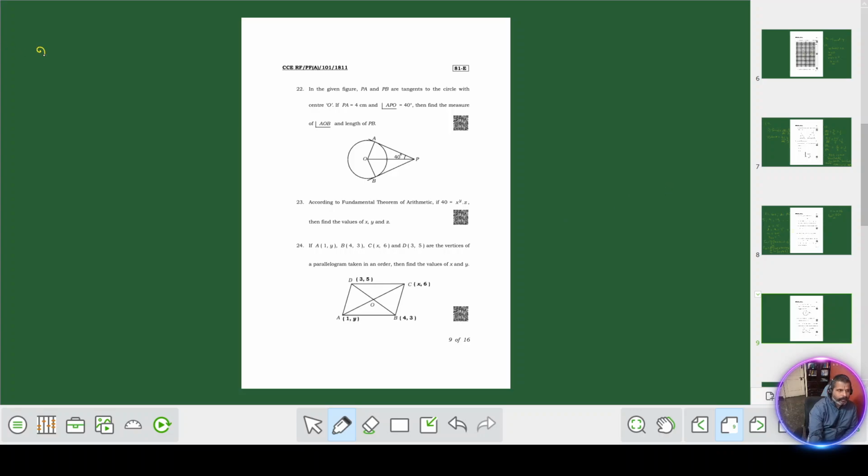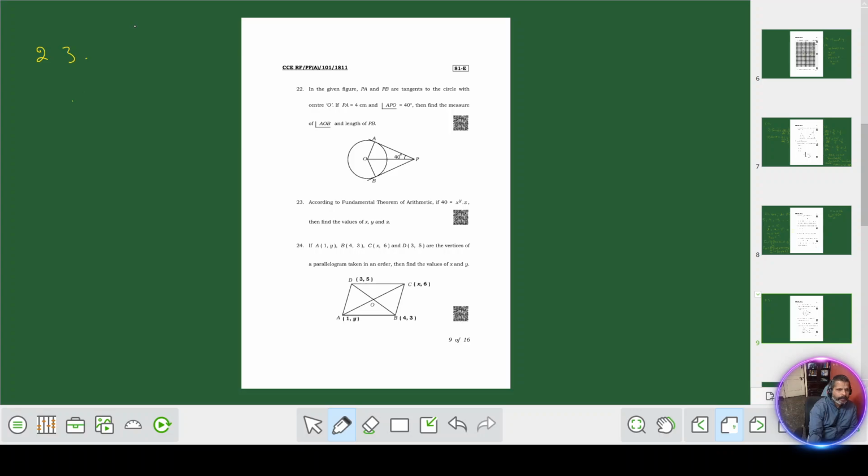Let's see the next question, 23. According to the fundamental theorem of arithmetic, 40 is x to the power y into z. Find x, y, z. What does the fundamental theorem of arithmetic state? Every composite number can be expressed as a product of primes in a unique way, irrespective of the order in which the primes occur. Okay, let's see this.